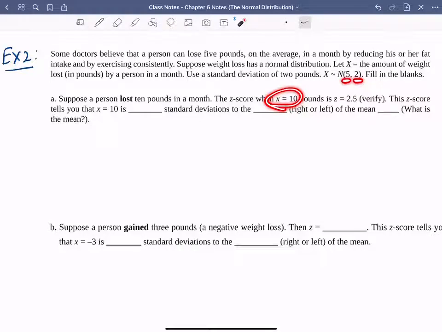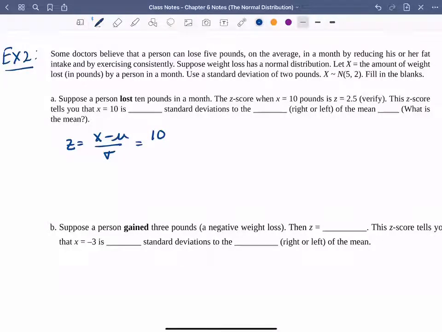So what we're doing is we're going to use the z-score formula to see, after we put those 3 numbers in, these 3 that I've highlighted here, does the z-score become 2.5? So we're going to say z equals x minus mu over standard deviation. Our X is 10 here, right? Because you lost 10 pounds.